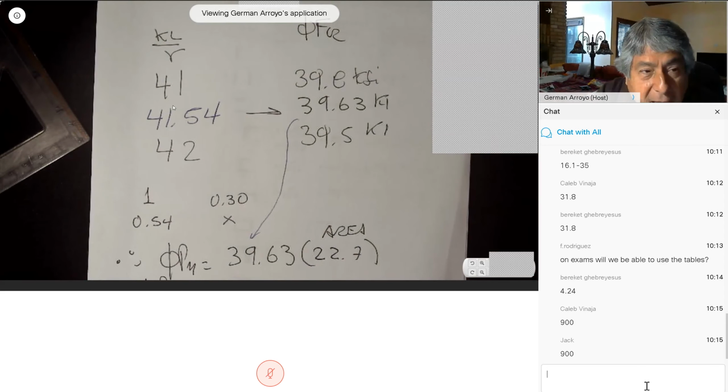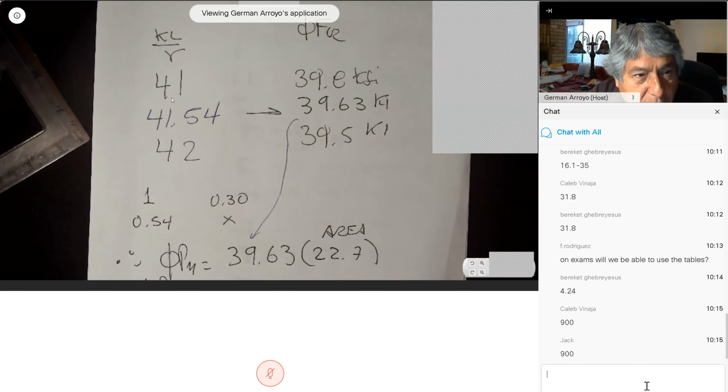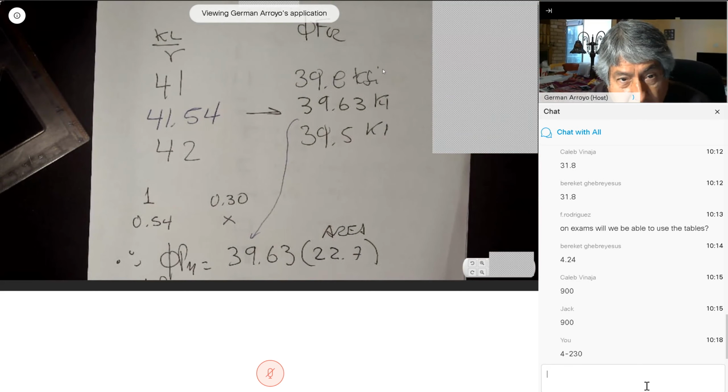And for K over R that we did before, we did 69. Now it's 41 and 42. We need to interpolate. So 41, look at the value 30, look in the table. You should have 39.8. And if you look at the value of 42, you have 39.5. Check those values.